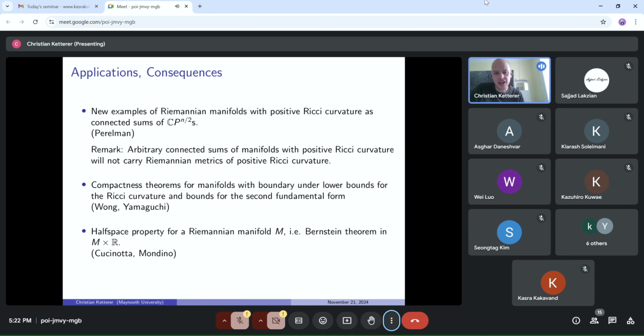And a final application I want to mention, which is more recent: using these gluing constructions, Cucinotta and Mondino were able to show that manifolds with Ricci curvature bounds have a so-called half-space property. This is a sort of Bernstein theorem for submanifolds that are contained in the product space M times R. So this is a very recent paper where they also use gluing constructions. Okay, so these are only a few examples of why this is useful and important.